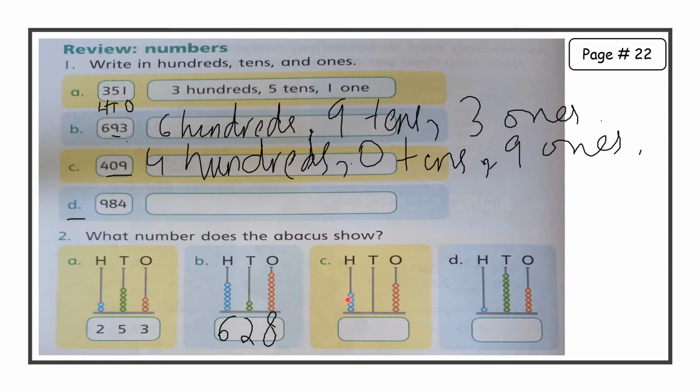Okay. In the next part, how many beads are here in the hundreds? 4 beads. So we'll write 4 here. And in the tens rod there are 0 beads. There is no bead in tens, so it's showing 0. And in the ones rod there are 6 beads, so it's showing 6. So it's 406. And this part you have to do by yourself.